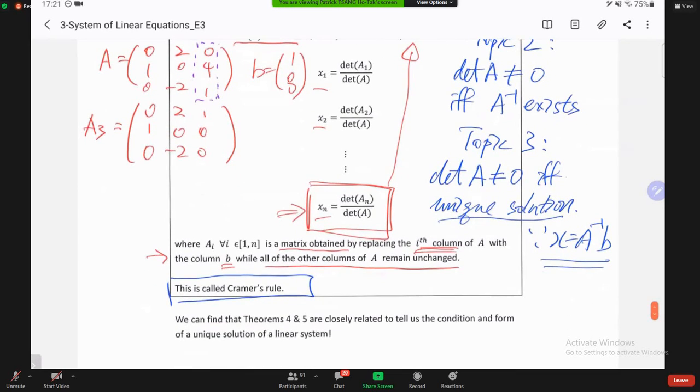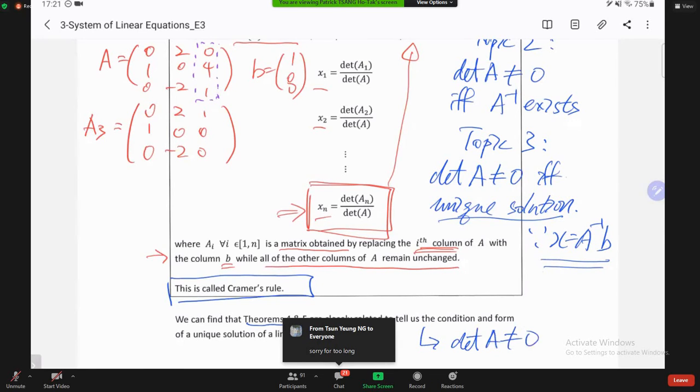All right, and it also responds to the last discussion. Theorem 4 and 5 are actually closely related, and they tell us the condition in order to form a unique solution. The condition is that determinant A doesn't equal 0. All right, the key of this part.